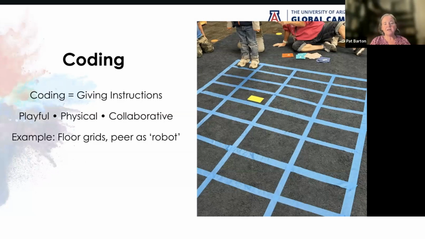So this is one way to introduce coding to children. You can also do this by telling a story and processing through it. There are lots of resources on how to code, giving instructions to another child, or even moving pieces on a game board, right? So giving those kinds of instructions. You can do this on a table too.